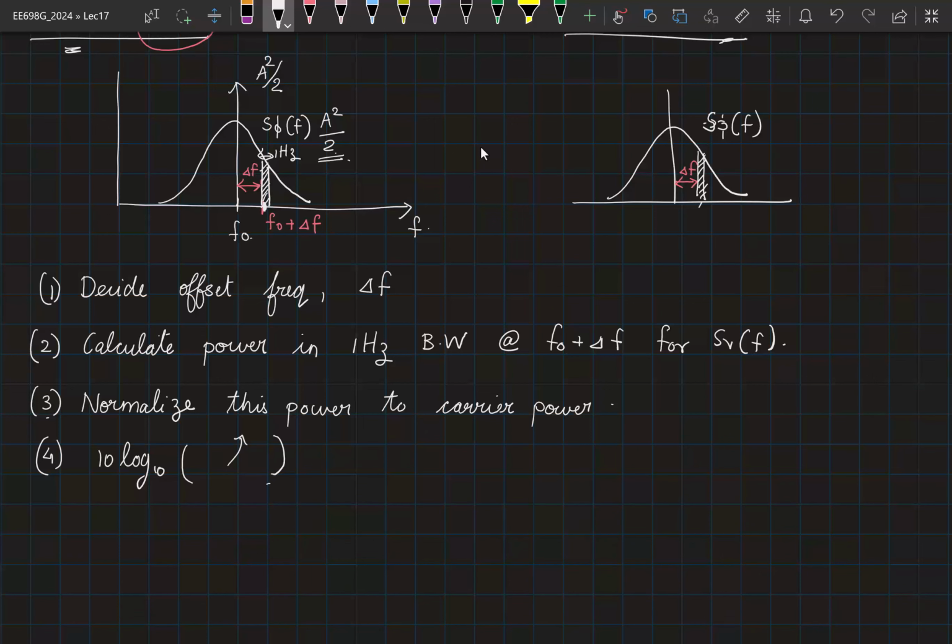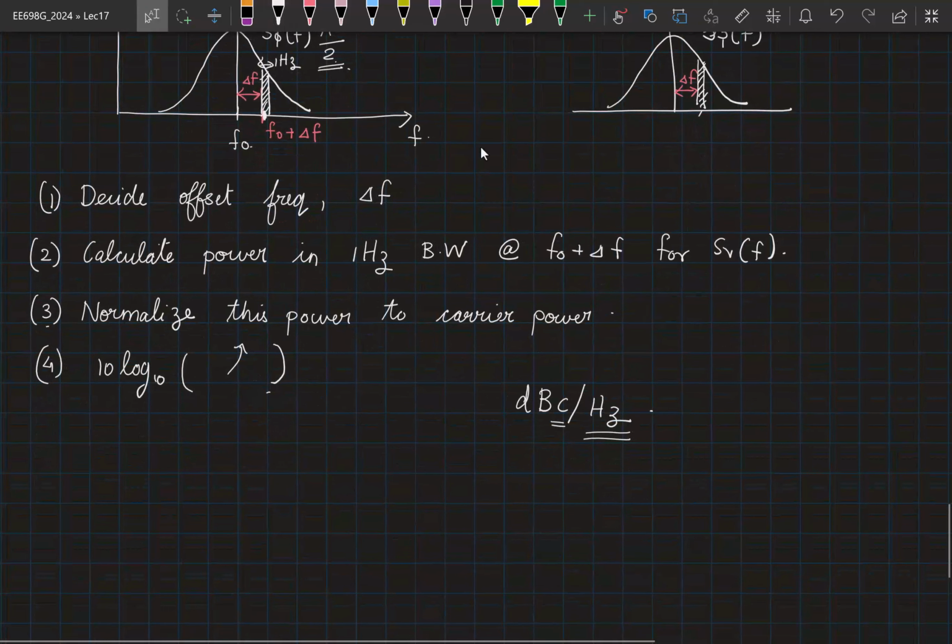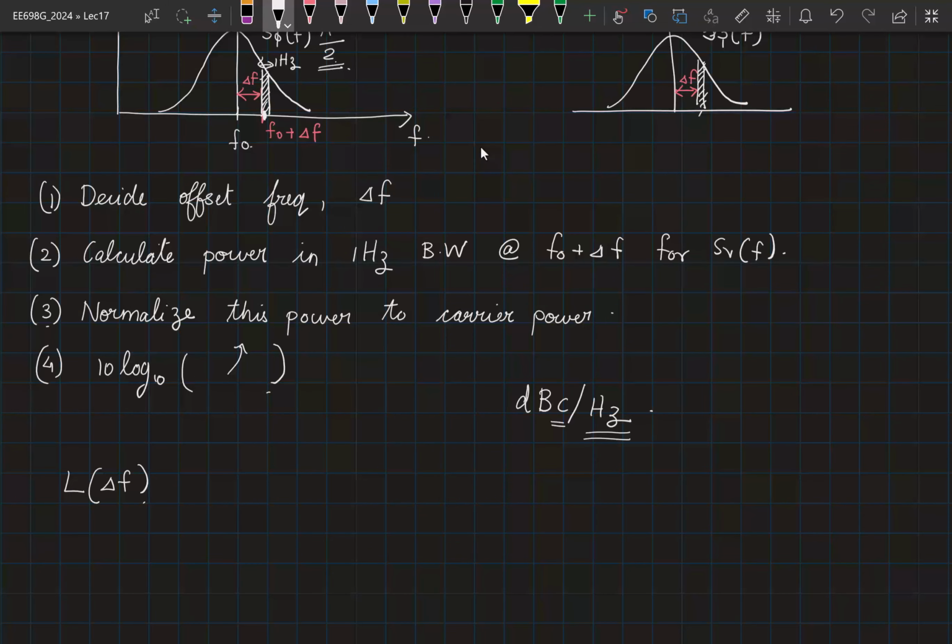So the phase noise information is reported in units of dBc per Hertz. dB because you have taken 10 log 10. This C is standing for carrier. You have normalized it to the carrier power. Per Hertz because it is a PSD. It's a density function with respect to frequency. Now, how you write this value is L of delta F, right, where delta F is this offset frequency.